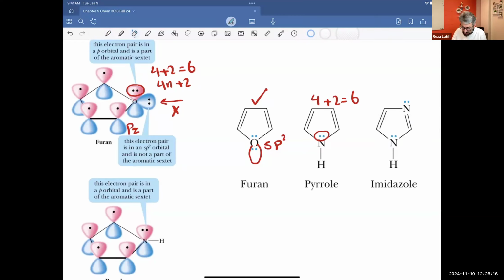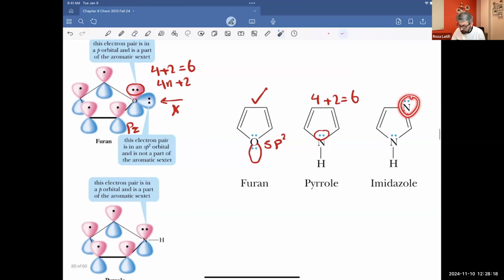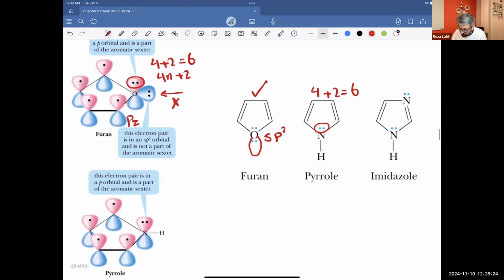Which one of these do I need to use? Should I use that lone pair or that one, or 2 of them? Right now we have 4 pairs. If I use this one, I get 6. But then the problem is that this one will be sp3 hybridized, and it will not be planar. That's going to violate Hückel's rules technically. So if I use the top lone pair, my molecule will not be aromatic.